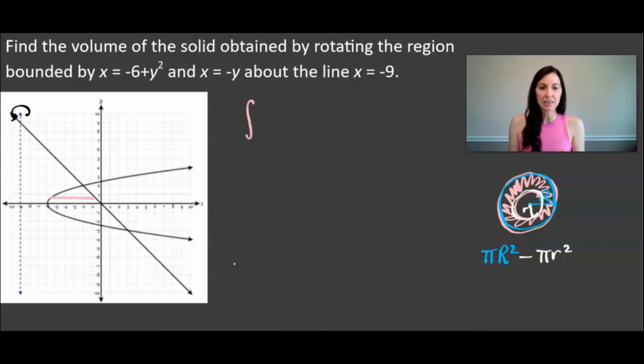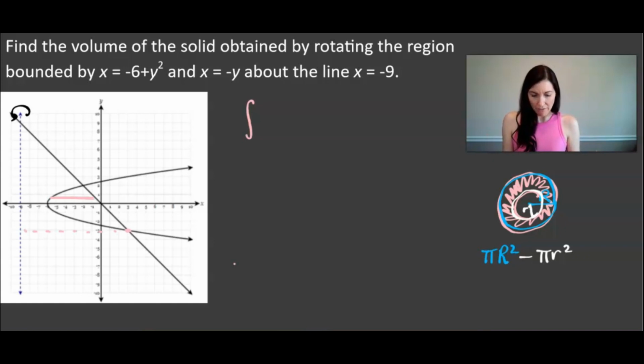Now, to put it into this integral, I am adding up an infinite amount of washers from this y value here. This y value appears to be negative 3. I'm just going to make sure that that is at negative 3 where these functions intersect.